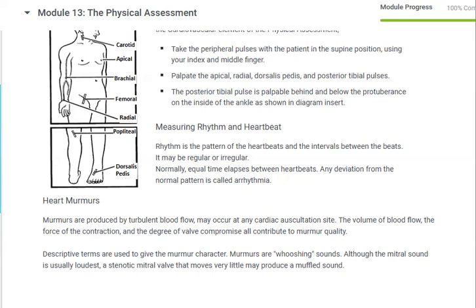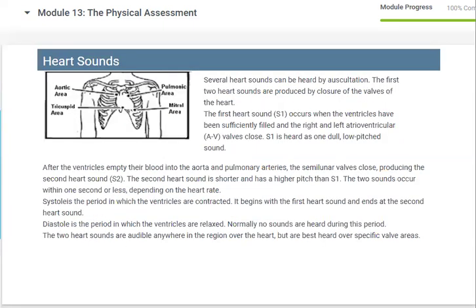Heart sounds. Several heart sounds can be heard by auscultation. The first two heart sounds are produced by closure of the valves of the heart. The first heart sound, S1, occurs when the ventricles have been sufficiently filled and the right and left atrioventricular, AV, valves close. S1 is heard as one dull, low-pitched sound. After the ventricles empty their blood into the aorta and pulmonary arteries, the semilunar valves close, producing the second heart sound, S2. The second heart sound is shorter and has a higher pitch than S1. The two sounds occur within 1 second or less, depending on the heart rate.